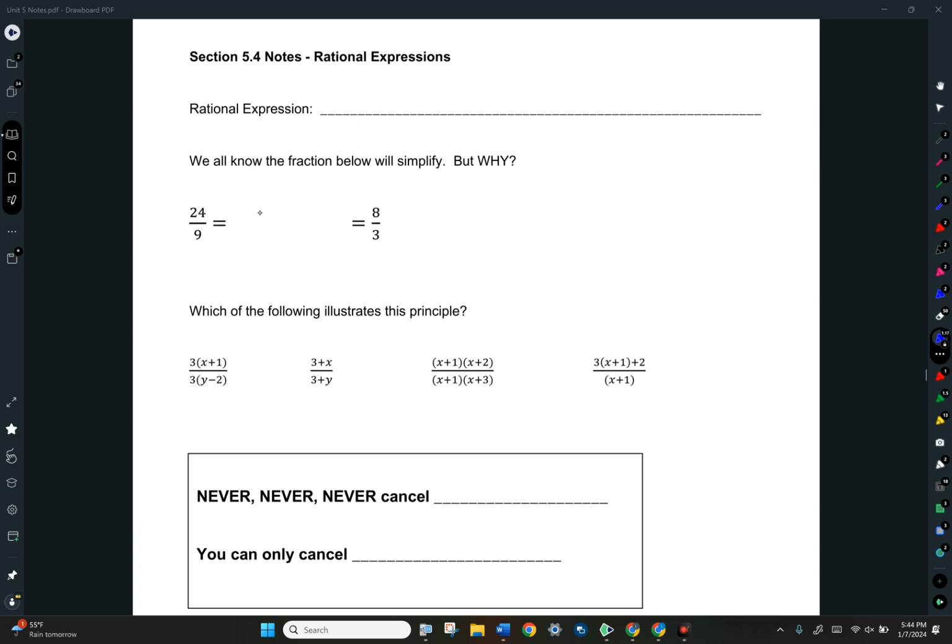This is section 5.4. It's all about rational expressions. So the first thing we need to do is to actually just define what is a rational expression. Basically, a rational expression is a fractional expression. Basically, it's a fraction. But you might be saying, well, why do we need another name for a fraction?